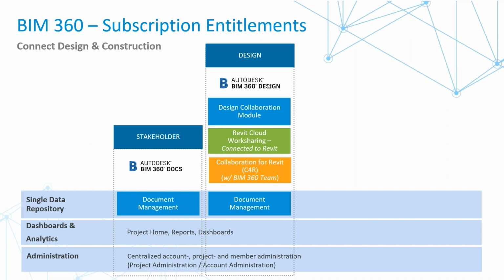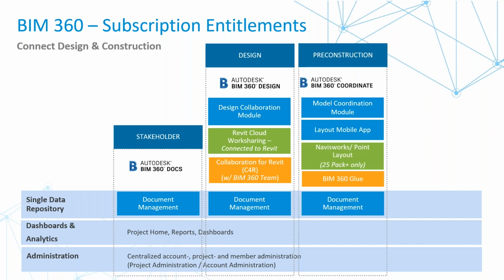People who have BIM 360 Design by default will also have access to the Docs platform. Earlier, BIM 360 Design was called BIM 360 Team, which is called C4R, Collaboration for Revit. This is mainly useful for people to work on a single project from multiple geographic locations or different offices. And going on to the next stage, the pre-construction stage, is where BIM 360 Coordinate comes into the picture.